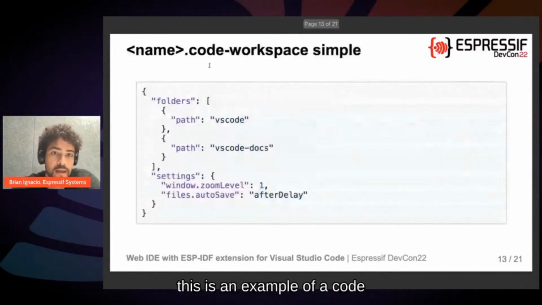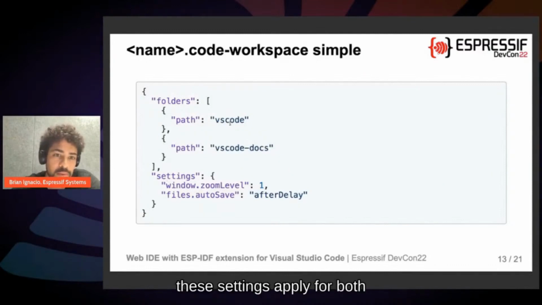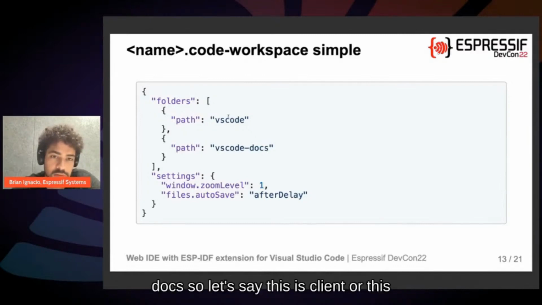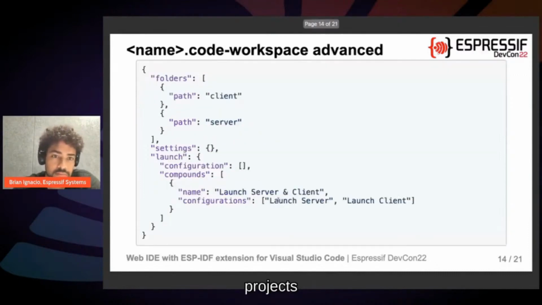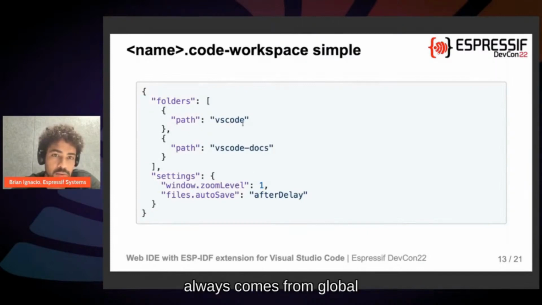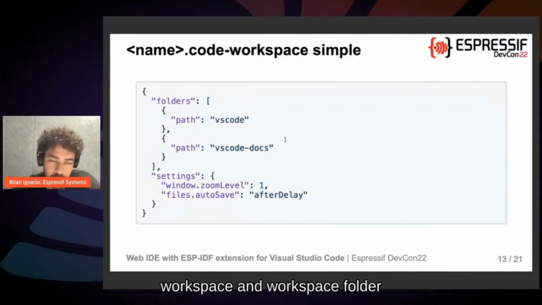This is an example of a code-workspace with settings. These settings apply for both workspace folders. So let's say if this is client and this is server, these settings will be defined for both projects. But if this project has a value for this setting, the value in this project will override the value here. So the value always comes from global, workspace, and workspace folder.